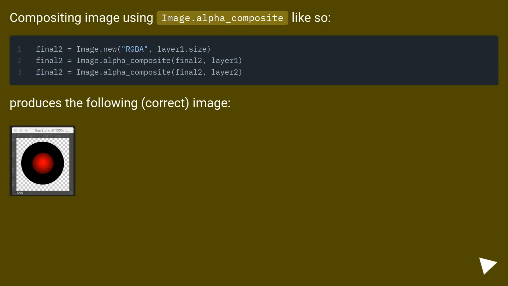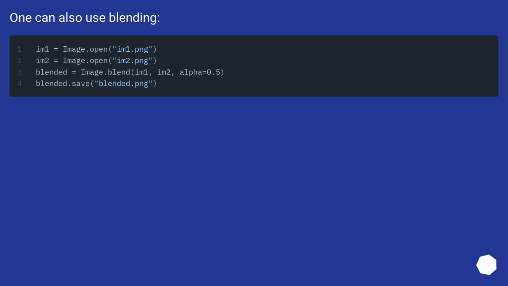Compositing image using image.alpha_composite like so produces the following, correct, image. One can also use blending.